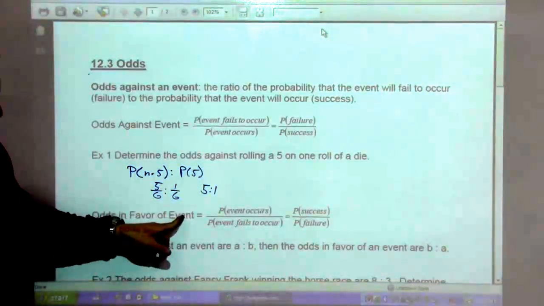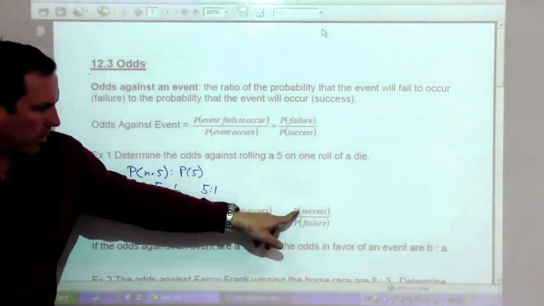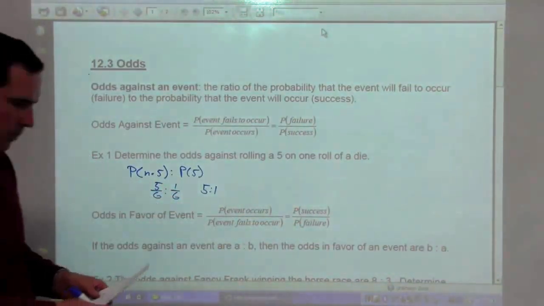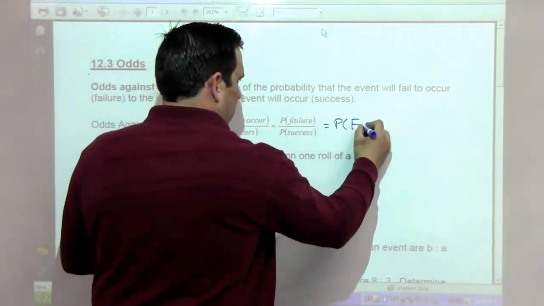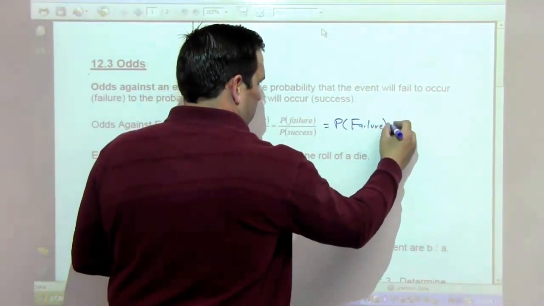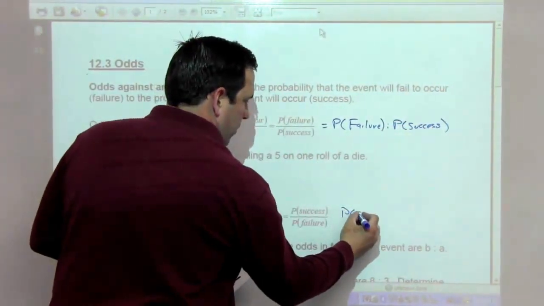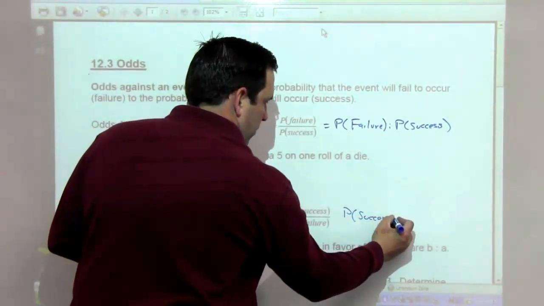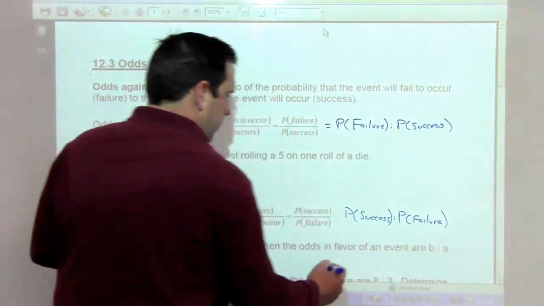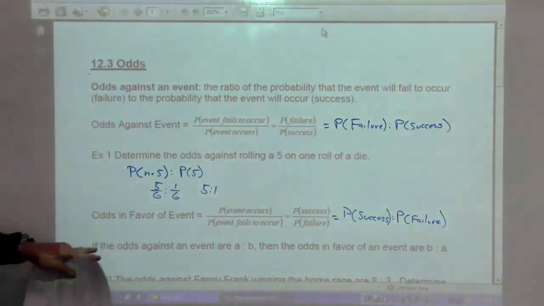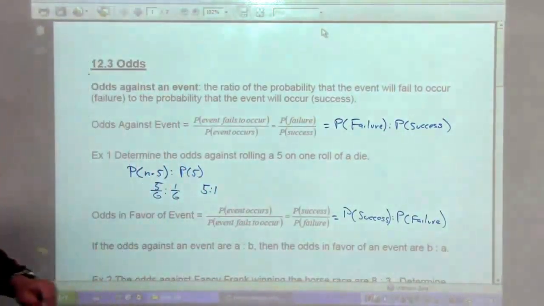Now, odds in favor of an event is the probability the event occurs over the probability the event fails to occur. So it's probability of success over failure. Okay. So the odds against an event are A to B. The odds in favor of an event are B to A.